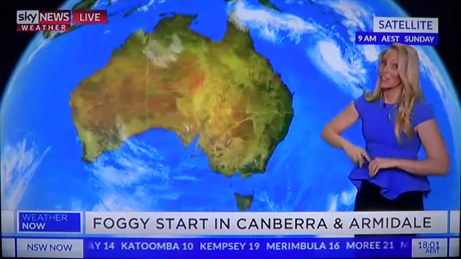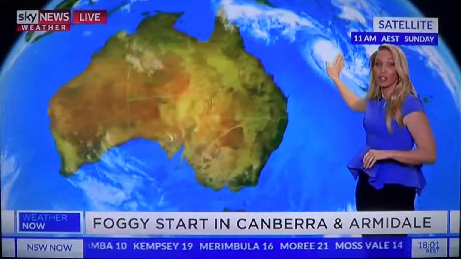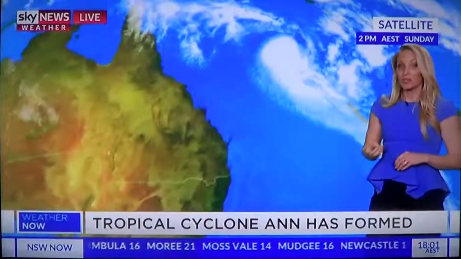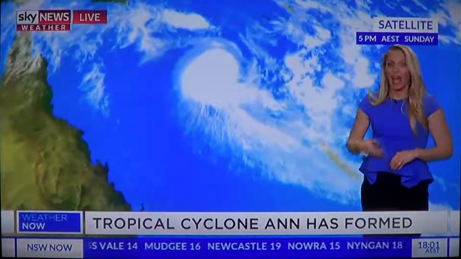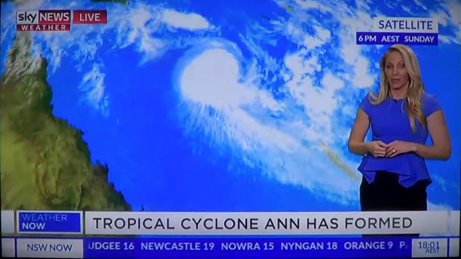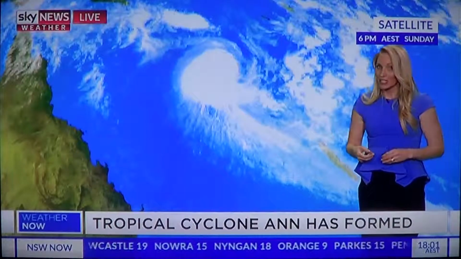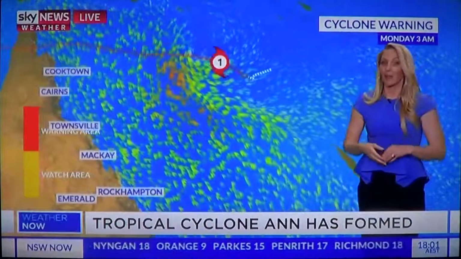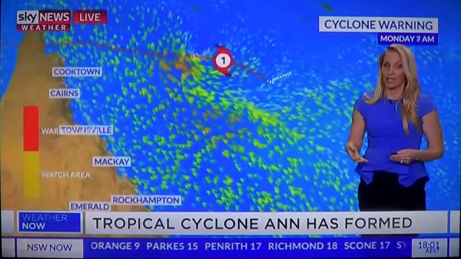Elsewhere, the satellite shows the distinct rotation of a tropical low sitting out in the Coral Sea. Now, this is Tropical Cyclone Ann. It became a tropical cyclone early this morning, and it's a Category 1 cyclone which is moving in a west-northwesterly direction towards the Queensland coast, though we aren't expecting any major impacts for the Queensland coastline in the immediate future.